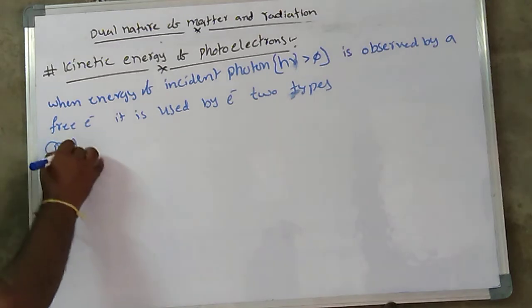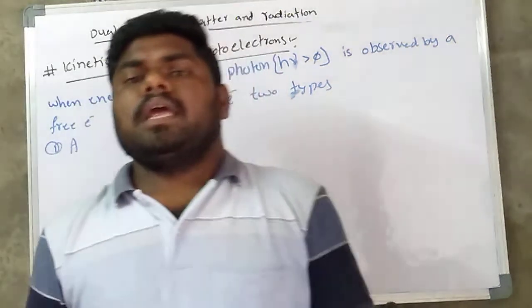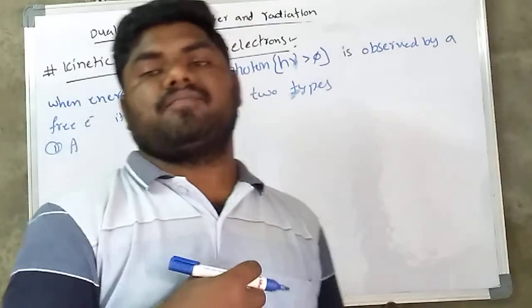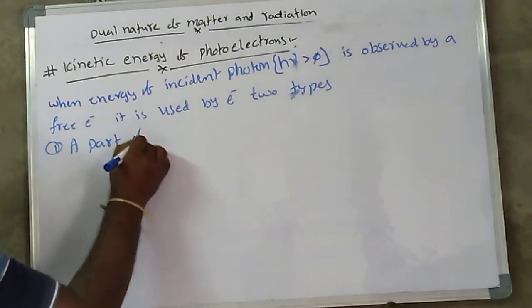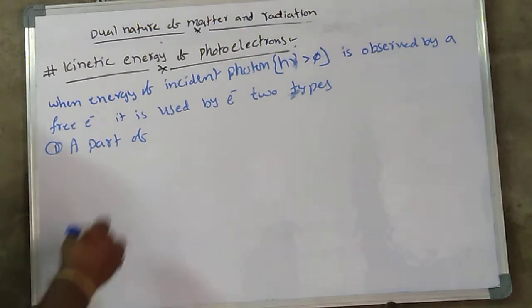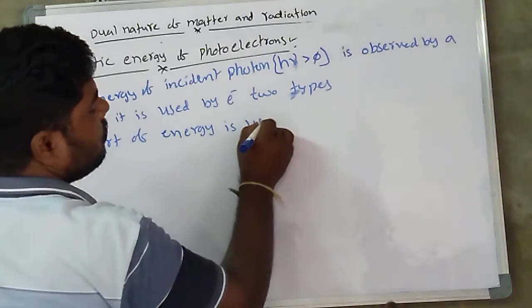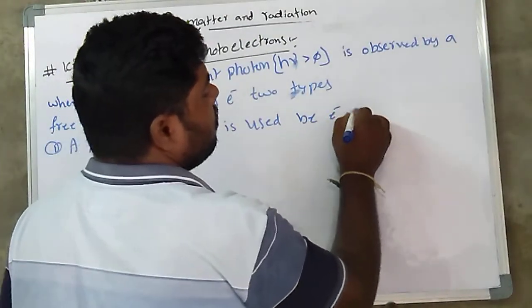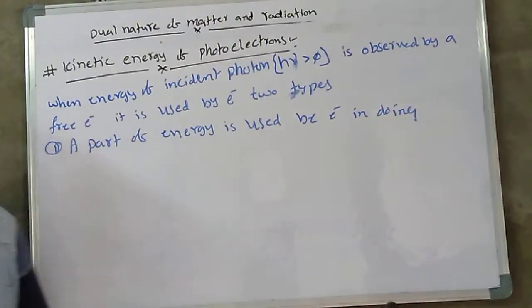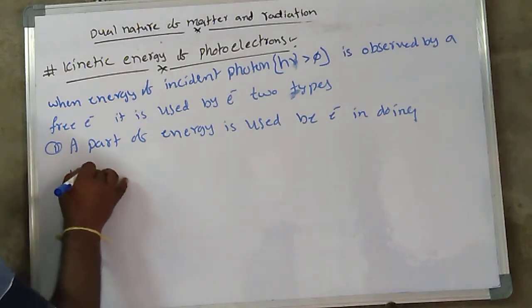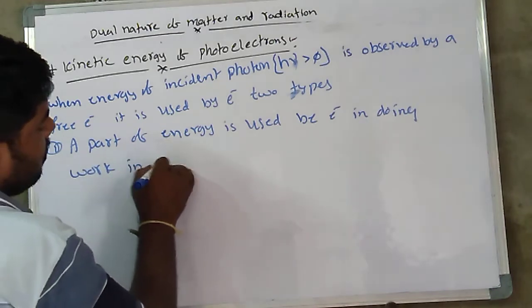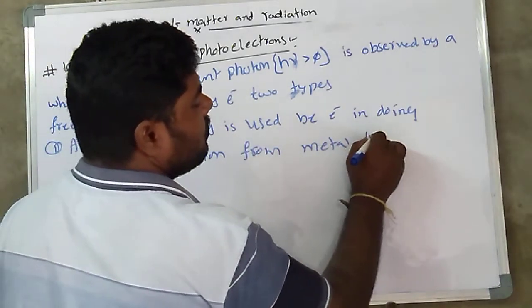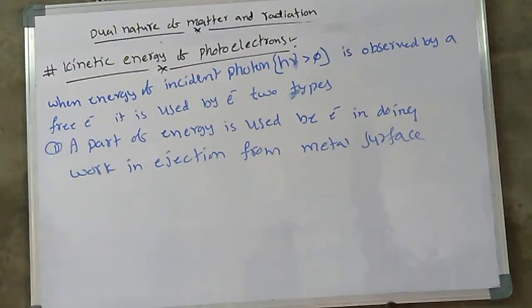So the very first one: a part of the energy is used by the electron in doing work in ejection from the metal surface. So this is the first one.